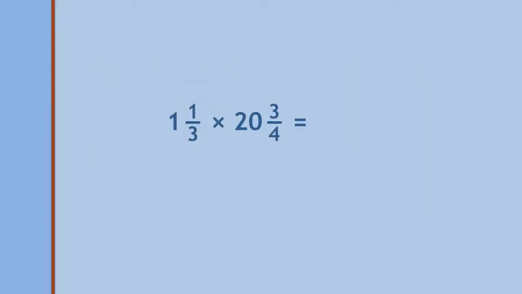Well, you're going to set up your problem to look like this. 1 1/3 times 20 and 3/4. Now for this one, what I would like for you to do is turn both of these mixed numbers into improper fractions and then multiply. Remember to use cancellation if you can. Okay, go ahead and pause the video and give this problem a try.